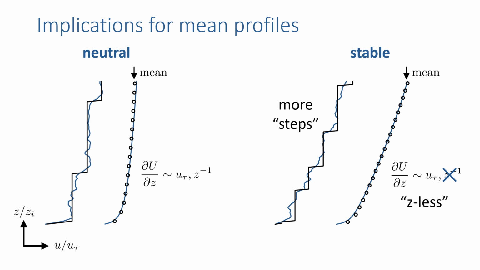As you introduce stable stratification, there is a reduction in the zone size that leads to more steps in these stair-step shaped profiles that corresponds to a steepening in the overall mean velocity gradient. As you become very stable, the reduction in zone size eventually loses the dependence on the wall normal distance entirely and becomes z-less, which is the terminology used in the atmospheric sciences community.